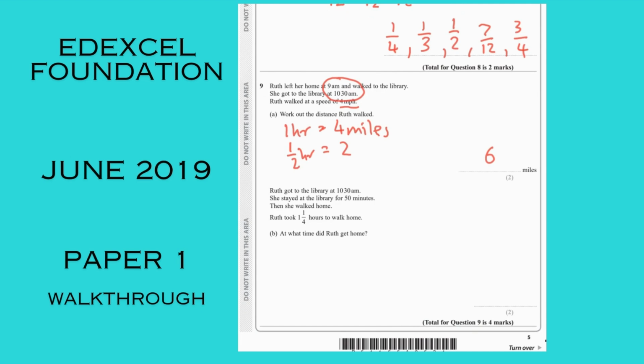Question 9, part B. We've got our time. Now, I like to set my time out like this. So, gets to the library at 10:30, stays for 50 minutes. So, add on an hour, take off 10 minutes. She walks home. Add on the hour, takes to 12:20, and then the quarter of an hour is 15 minutes. Add on to make 12:35 as the time that she gets home.